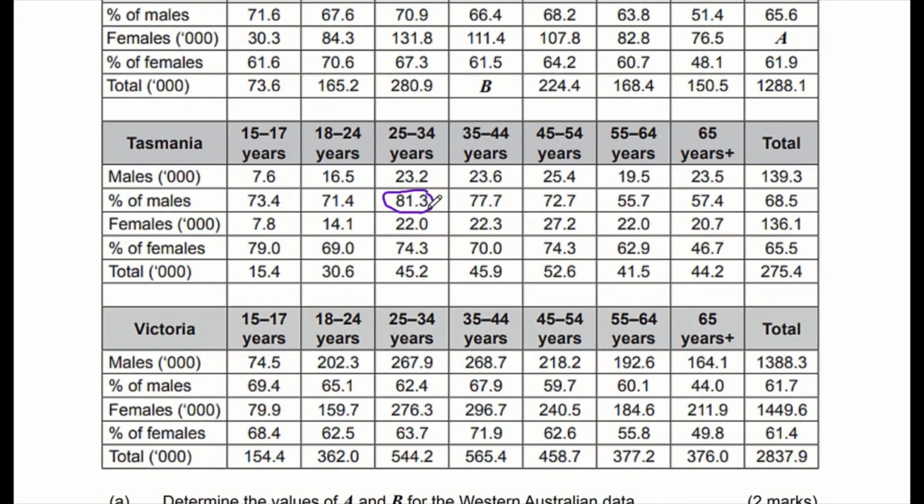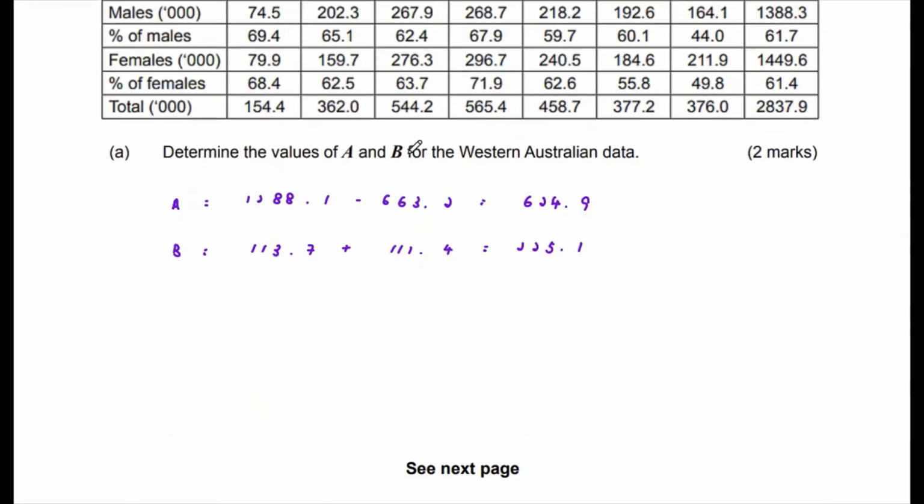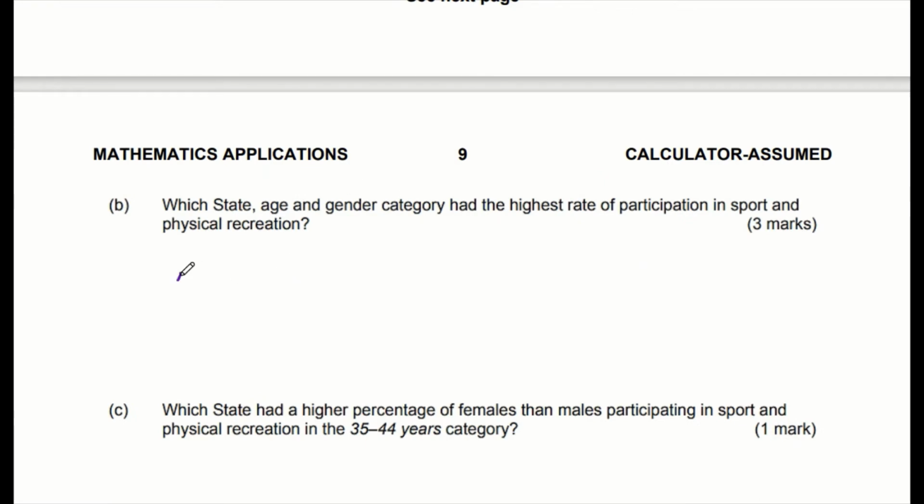Okay, so you need to write down that it will be under Tasmania. Then after that, the male in the group of 25 until 34 category. So this answer will be the male in the 25 to 34 years category in Tasmania. Okay, so that's the way to do that. Basically it's 3 marks, 1, 2, 3, and you actually need to get everything correct to get the 3 marks.